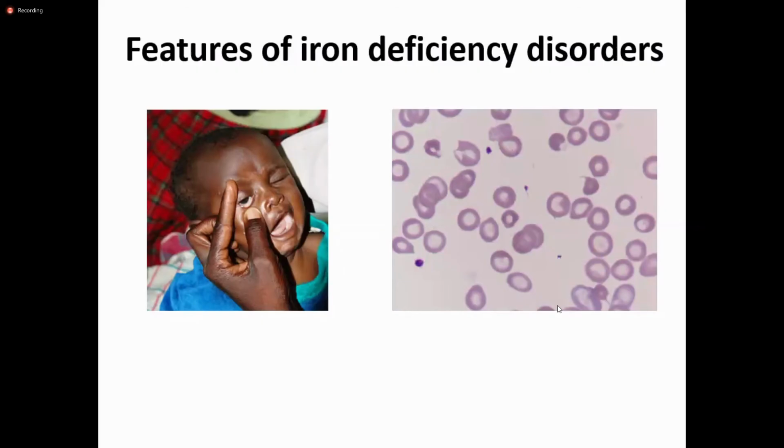So where are we? We were discussing iron deficiency anemia. The child will look pale. There will be conjunctival pallor, and the hands and palms will be pale. And if you see the blood film, hemoglobin will be low and microcytic hypochromic anemia will be present.